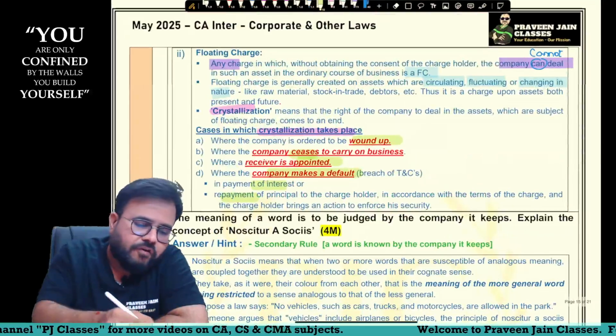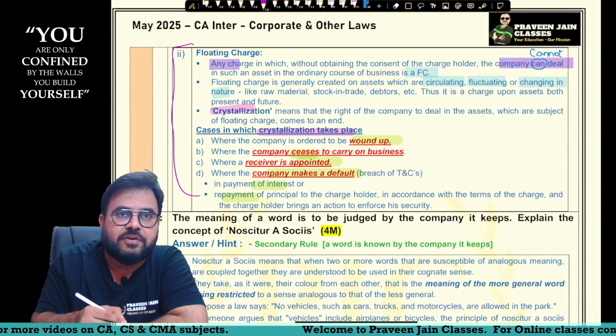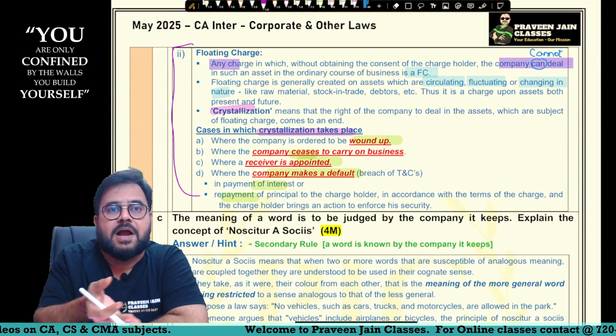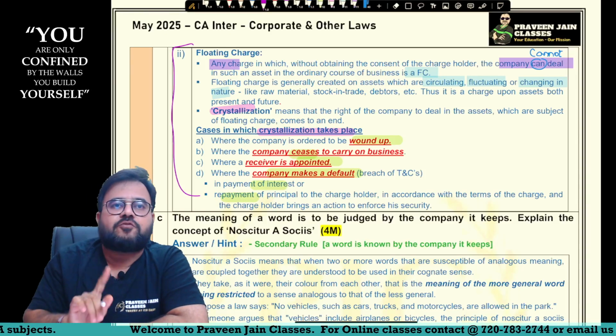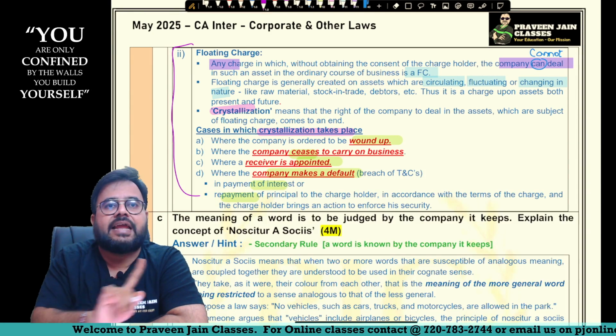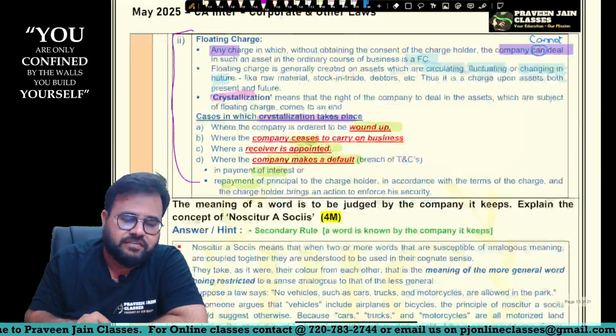In fact, for this particular topic, no section numbers are involved, sir. For floating charge, no section numbers you will write, sir. In fact, nowhere in the Companies Act have they defined what a floating charge is. Though in the rules, at one place, the word floating charge is used, nowhere in the Companies Act is it defined. So this is a general meaning, sir. It is not as per any section of the Companies Act, sir.